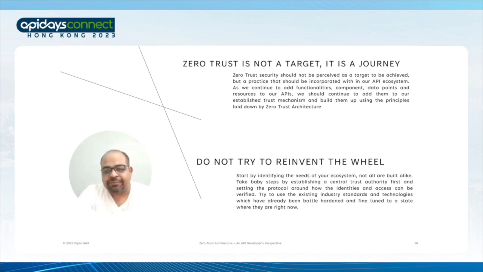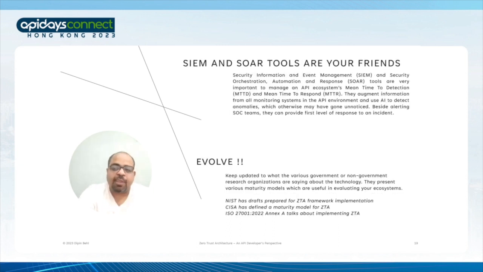We must also remember to not reinvent the wheel when we transition our APIs to implement zero trust security. There are already well-established tools, both proprietary and open source, and practices in the industry that you can leverage. We must plan the journey rather than shooting for the moon. Also remember that security information and event management tools and the security orchestration, automation, and response tools are your best friends in this journey.